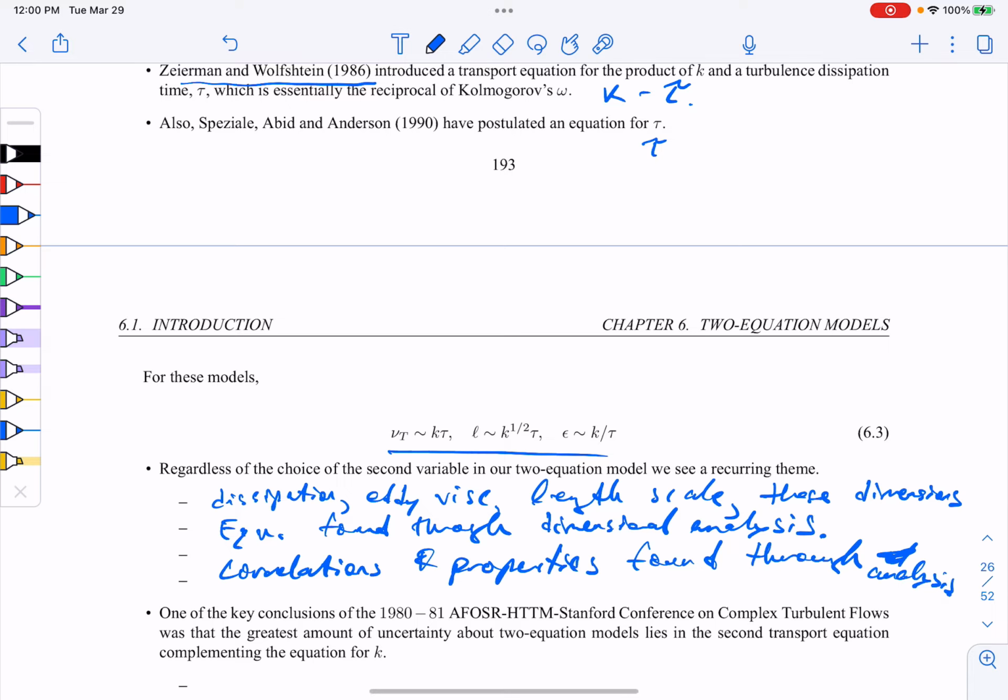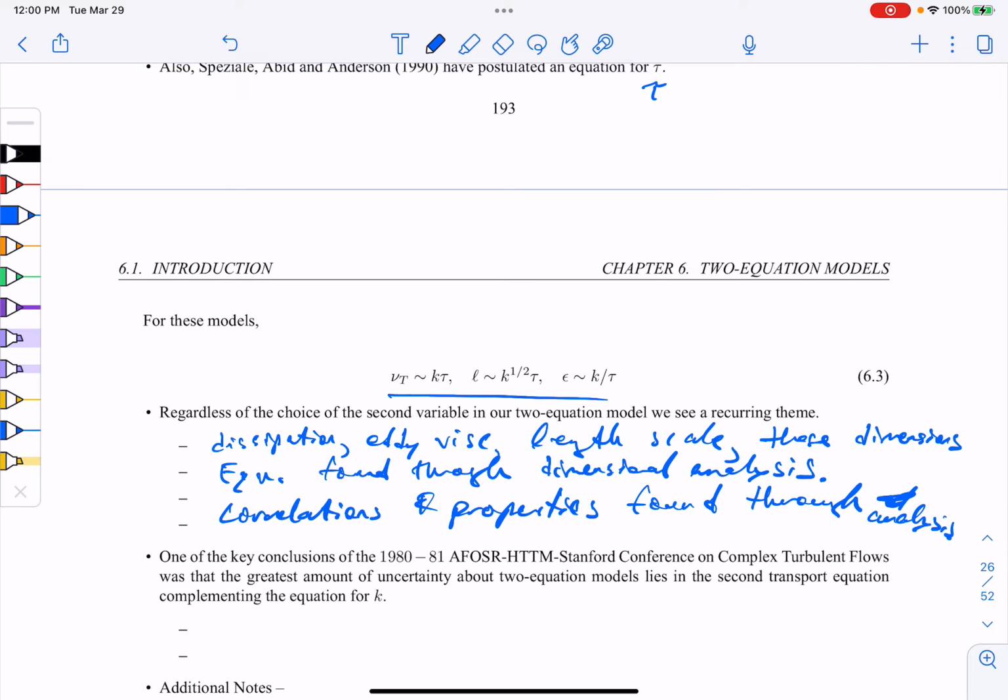And I should mention today, because it's contemporary, that people are using large LES and DNS databases to find correlations in closure, or they might try to involve some machine learning type algorithm to also find closure of some of these models for particular flows.